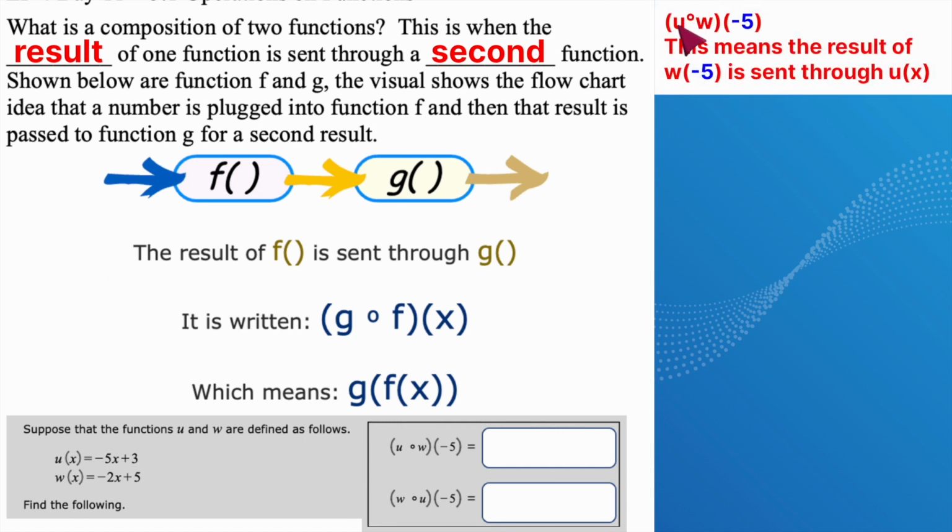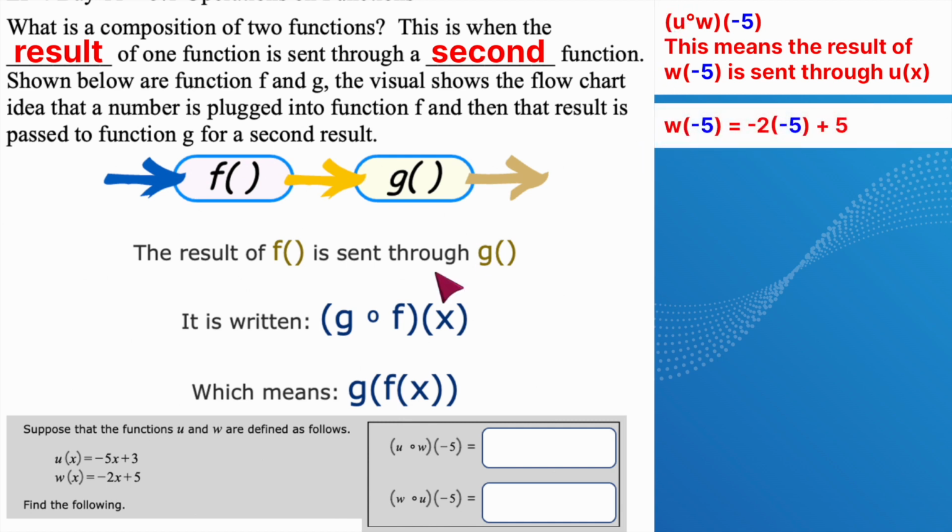When we say the composition of u and w of negative 5, this means the result of w of negative 5 is sent through u of x. So we're going to do w of negative 5 first, and then we're going to send that through. So keep in mind that it's this one first that's sent through the first piece here. And again, I think this one's almost a little bit clearer because I can see I would work my way from the inside of the parentheses out. But Alex does like to use this composition kind of formatting, the notation, I guess is a better way to say that. So first we're going to go through and do w of negative 5.